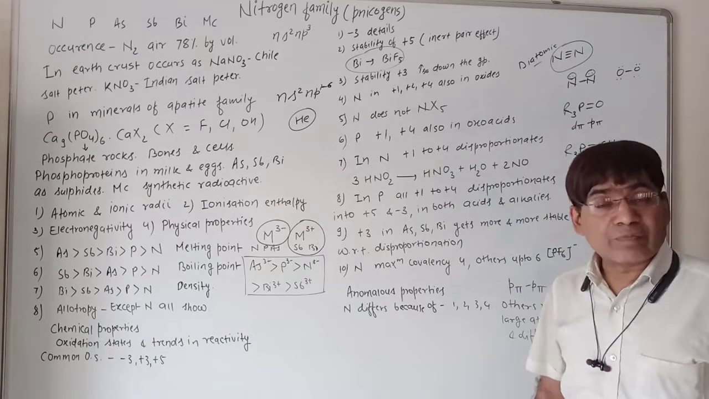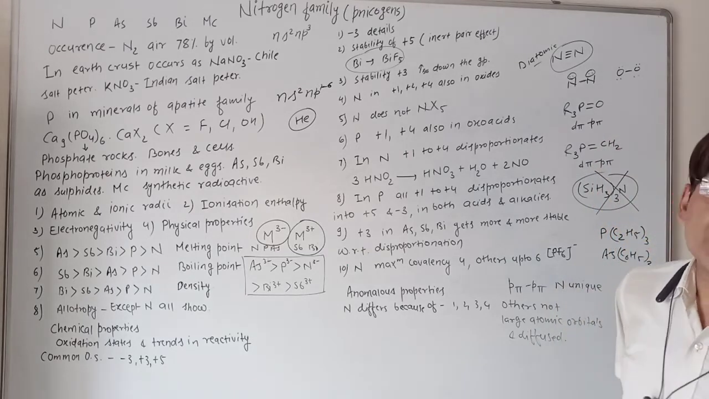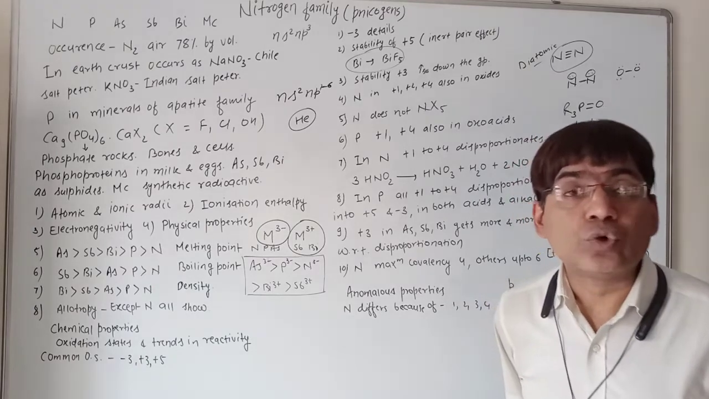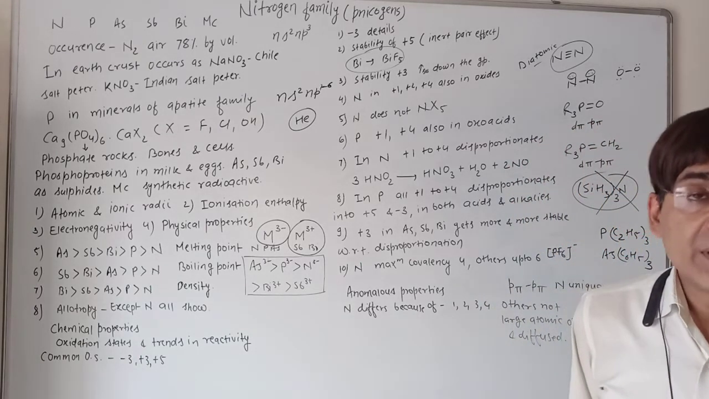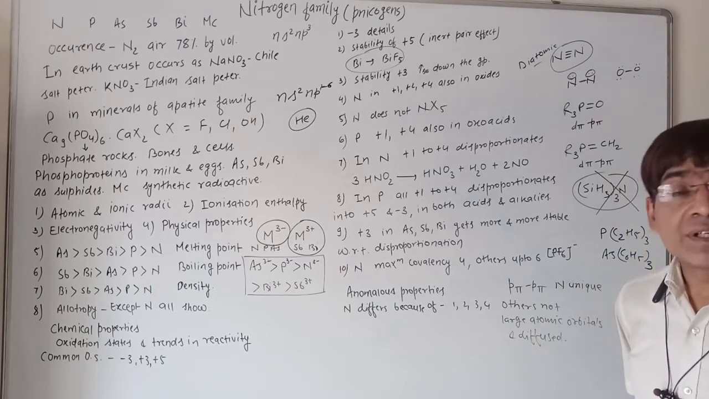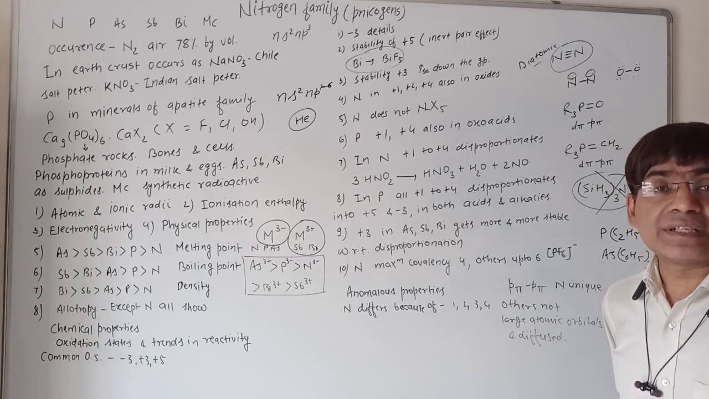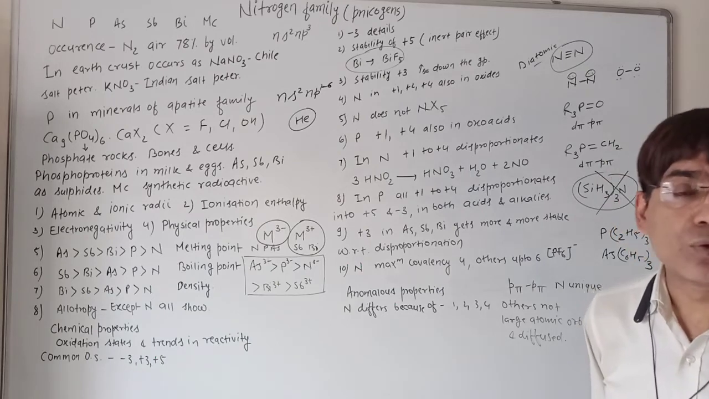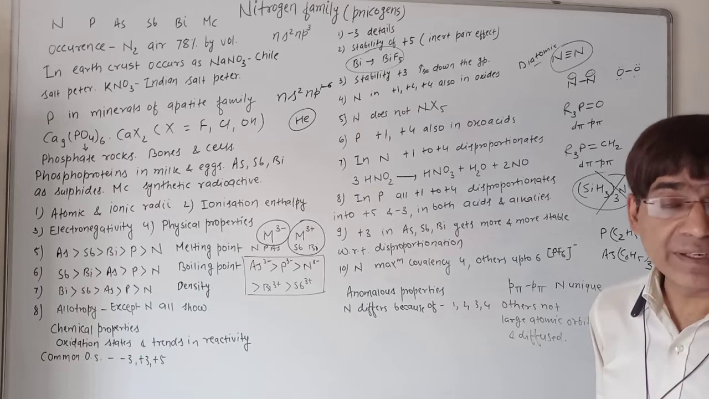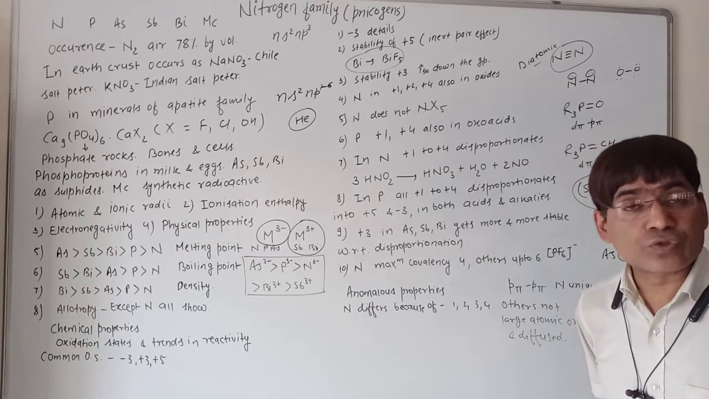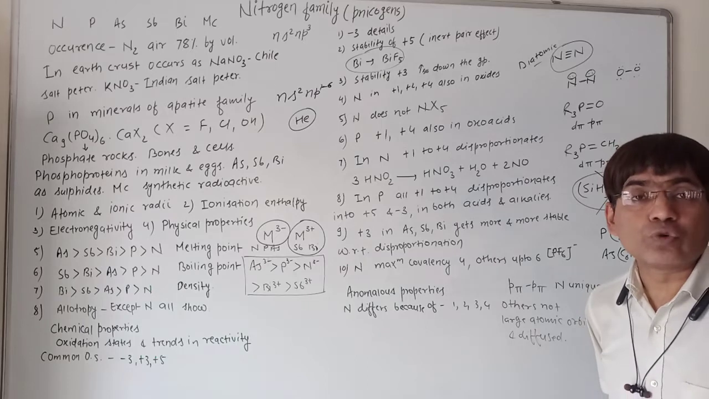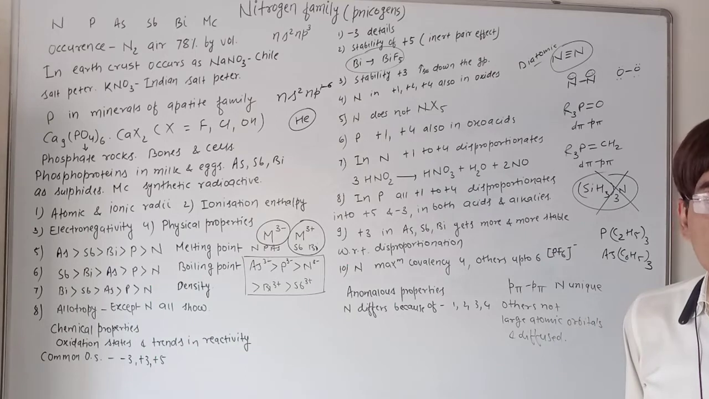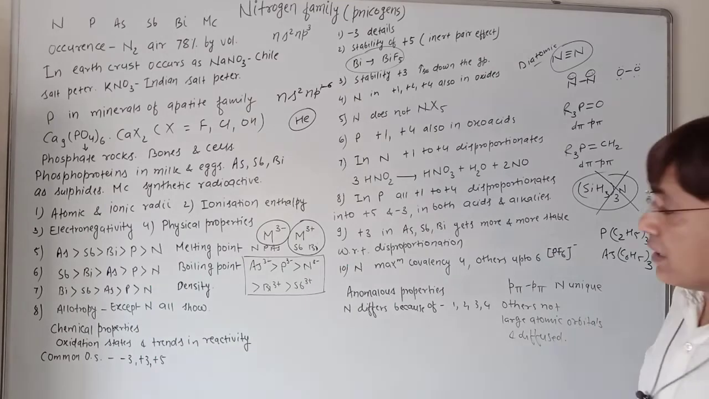Then next point: the compounds of nitrogen in which nitrogen shows the +1 to +4 oxidation state tend to disproportionate. All these compounds have a tendency to undergo disproportionation. Clear?